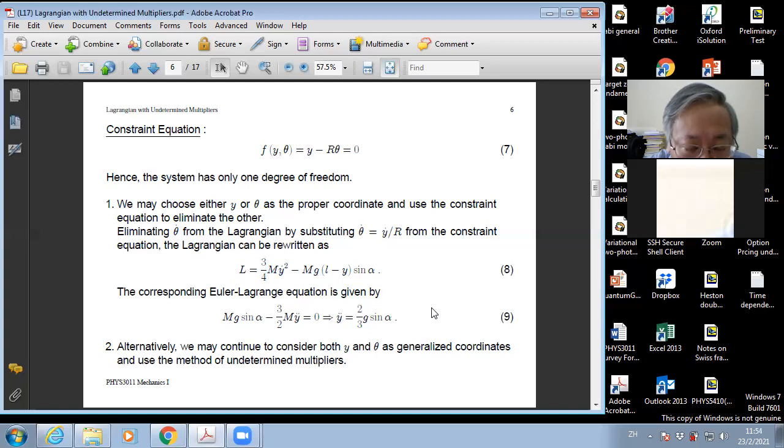Now the corresponding Euler-Lagrange equation of motion is given by this. How do we get this? We differentiate L with respect to y dot and then differentiate the resultant quantity with respect to t. So we get this. And we differentiate the L with respect to y. Okay, and we get this. So this is the Euler-Lagrange equation.